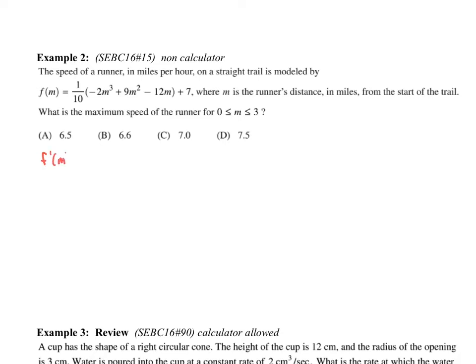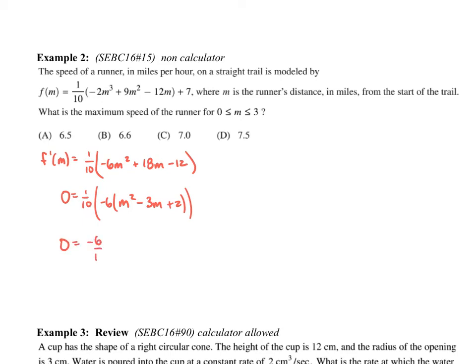So the first step is we're going to take the derivative because we're looking for a sign change from positive to negative. Remember, the coefficient 1/10 we can just leave out. That's just a coefficient, so we could just take the derivative and multiply by 1/10. So we have negative 6m squared plus 18m minus 12. We're going to set this equal to 0 and solve. We're going to want to factor out a negative 6 here. So we have m squared minus 3m plus 2. So in factored form, we have negative 6 over 10 times m minus 2 times m minus 1. So our critical points here are 1 and 2.